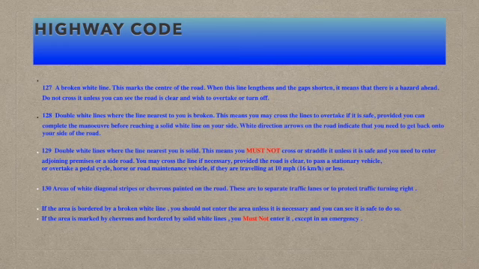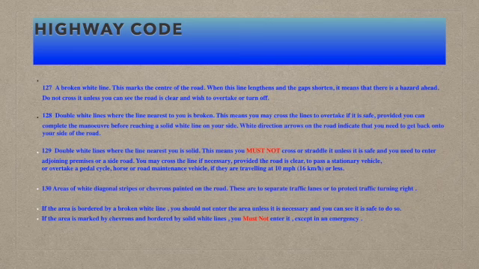Rule 128. Double white lines where the line nearest you is broken. This means you may cross the lines to overtake if it is safe, provided you can complete the manoeuvre before reaching a solid white line on your side. White direction arrows on the road indicate that you need to get back onto your side of the road.